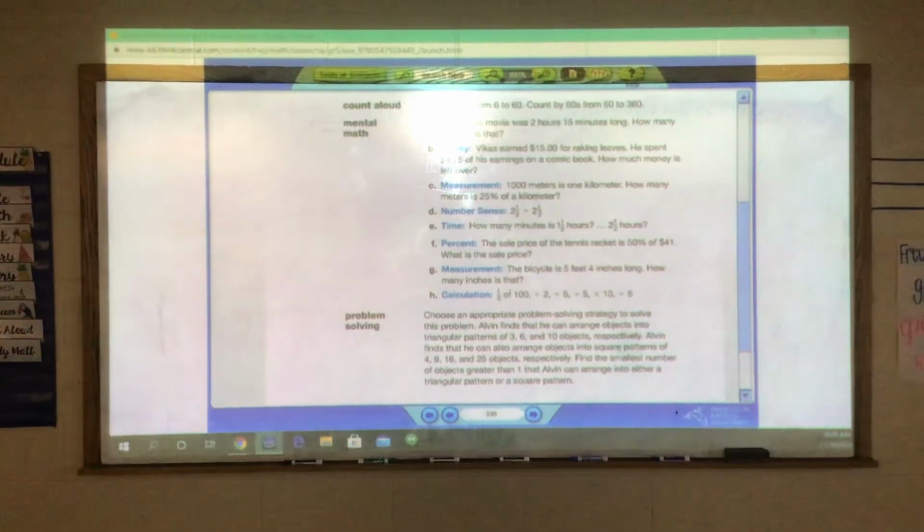Okay, so this is lesson 53. Today we're going to be talking about perimeter. But before we get to that, let's do our warm up.